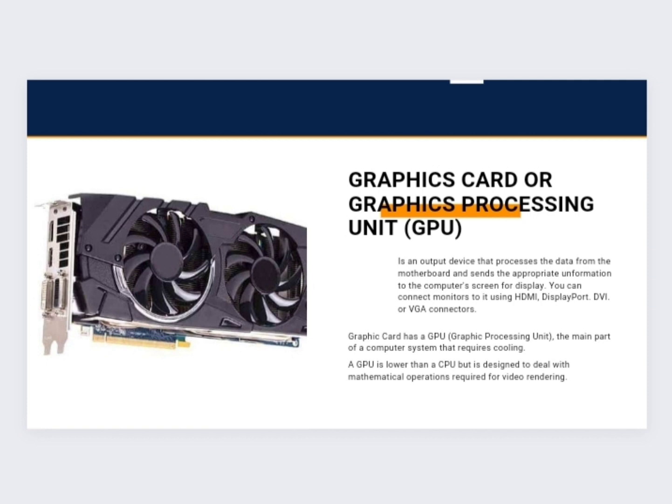A GPU is slower than a CPU, but it is designed to deal with the mathematical operations required for video rendering.